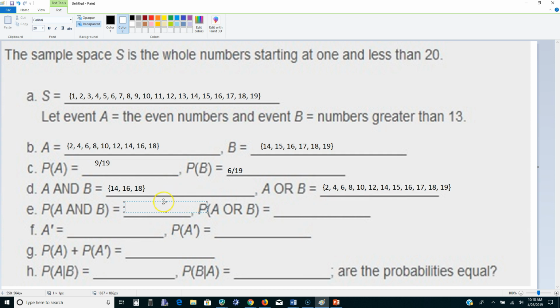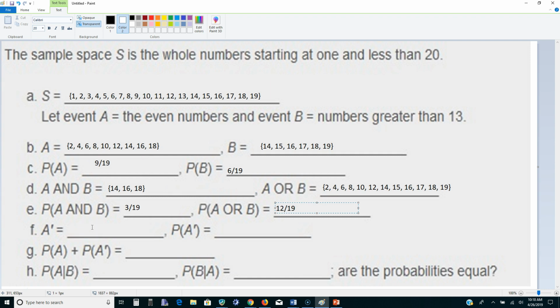Now that we have this information, let's go ahead and find what is the probability of A and B. Now we've made it very easy for ourselves because all we have to do, the probability that A and B would occur, there's 1, 2, 3. 3 out of our total in the sample space is 19. We're going to do the same thing for the probability of A or B. We're going to go ahead and count 1, 2, 3, 4, 5, 6, 7, 8, 9, 10, 11, 12. So 12 out of a total of 19.